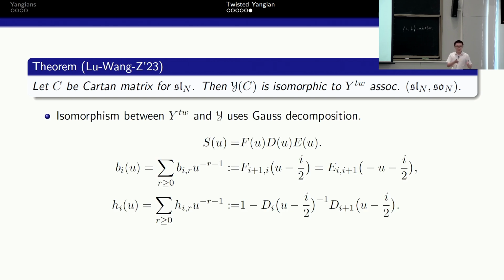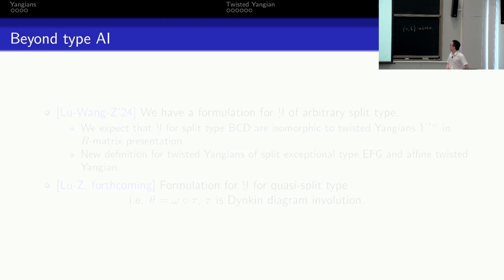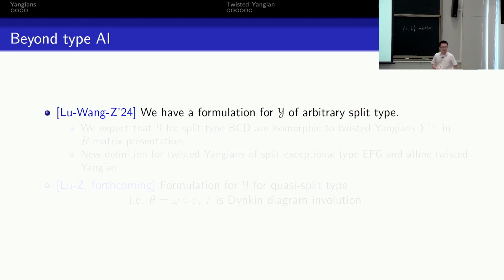Okay, so now this is the type A case. So how about other types? Actually, for other types, we also have a formulation of this new algebra. For example, for the simply-laced type, you just change the Cartan integers. And for the non-simply-laced type, in our second paper, we have a formulation. In this case, you have several more Serre type relations for c_ij equal to -2, -3.